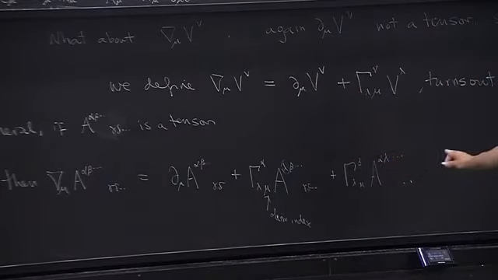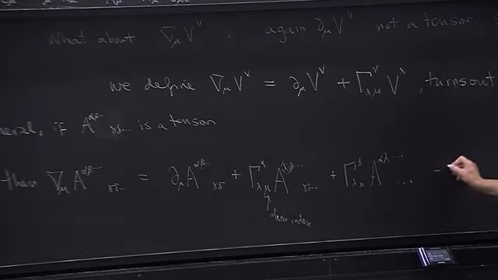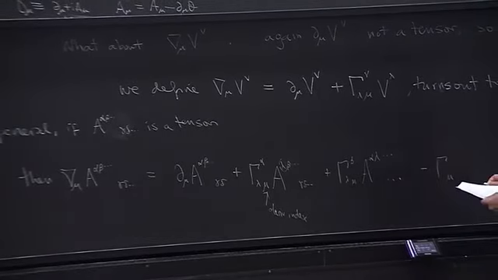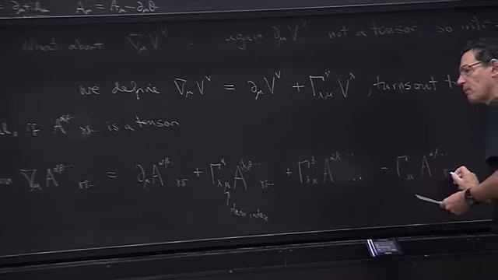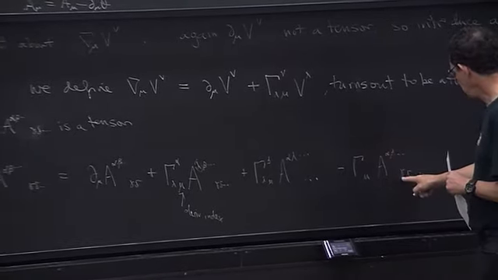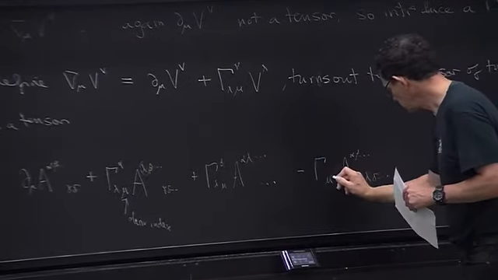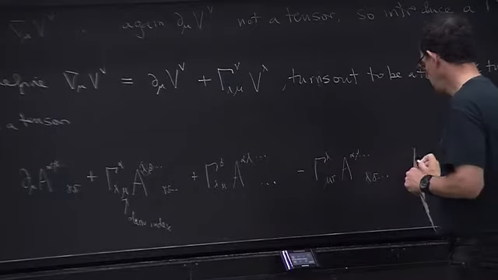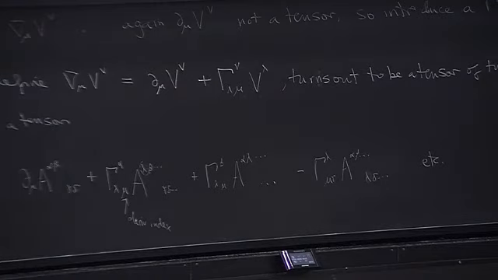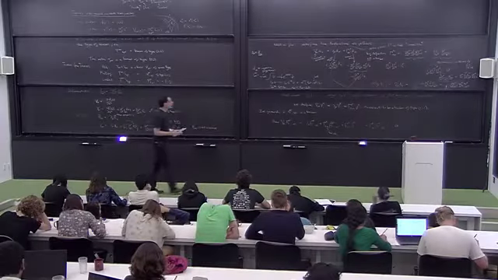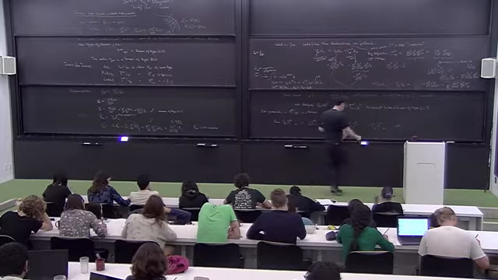So every time you use an upstairs index, you put a gamma, and every time you have a downstairs index, you put a minus gamma. And this time again, the order is obvious. You put the derivative index last on the gamma. I leave all the other indices alone. I contract the downstairs index and put it here, etc. Okay, so that's the covariant derivative.